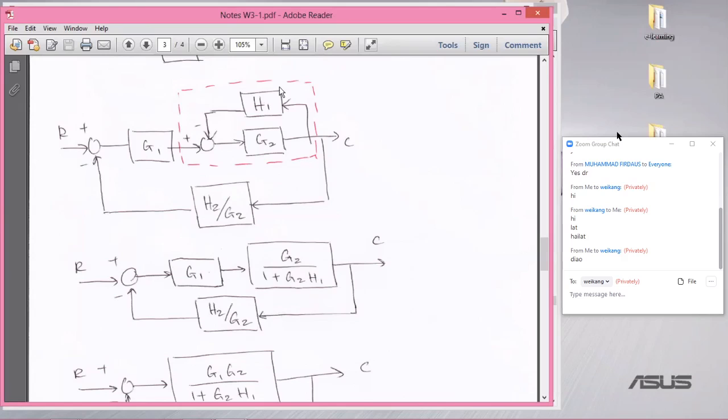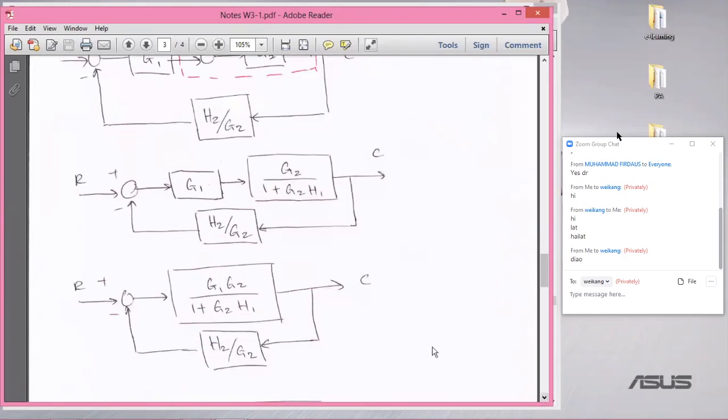So now we can replace the one in the dotted line with G2 divided by 1 plus G2H1. But here now you have two blocks in series. Two blocks in series, you can just multiply them. When you multiply that, you have G1 G2 divided by 1 plus G2H1. Just multiply these two blocks in series.